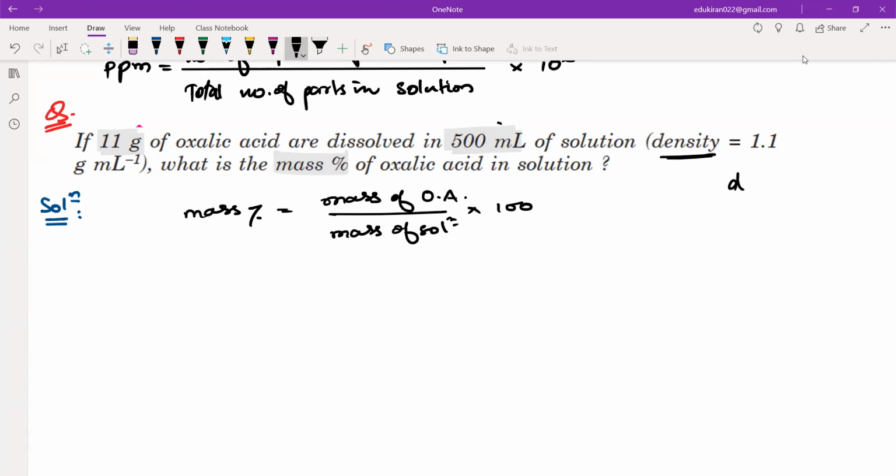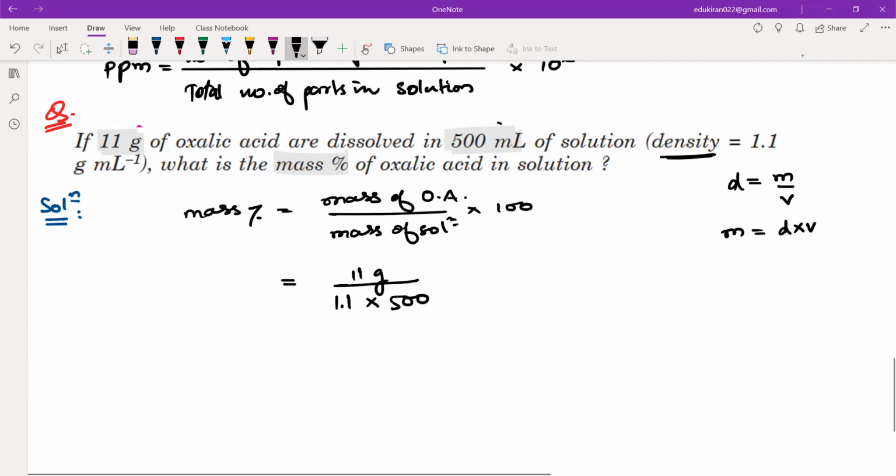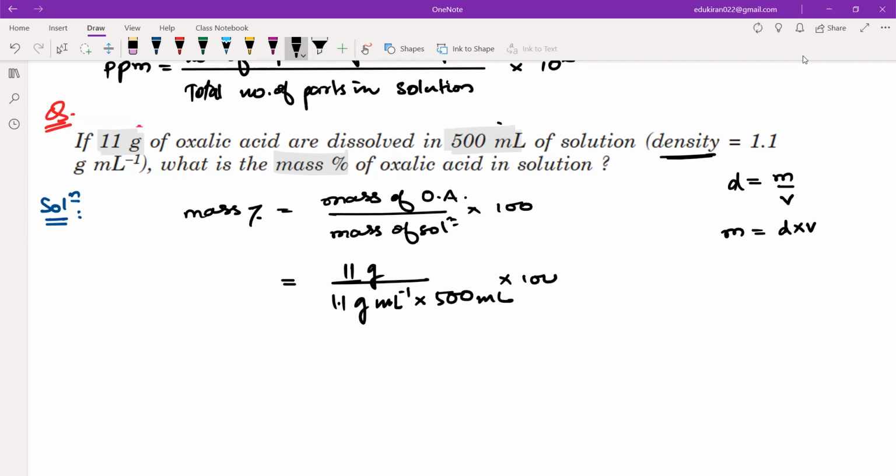So density and volume are related by the formula: density is equal to mass by volume. And here you will write mass is equal to density into volume. Okay, so you can write this now. Mass of oxalic acid is 11 gram. Mass of solution is density into volume. Density is 1.1 gram per ml into 500 ml, right? So all of these units are there. Keeping the units in mind, you'll be getting 11 gram divided by density 1.1 grams per ml multiplied by 500 ml into 100. Okay, ml and ml can get cancelled.